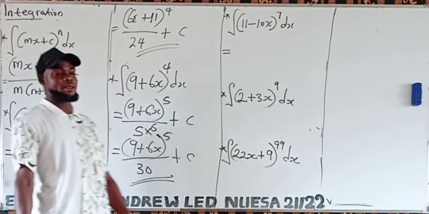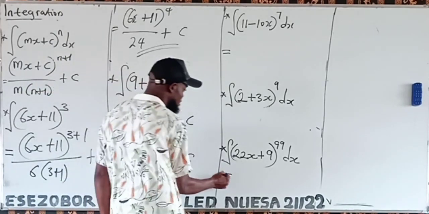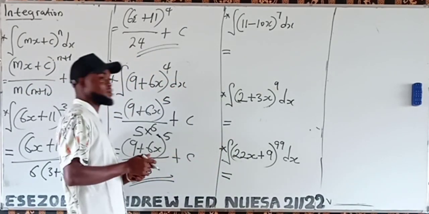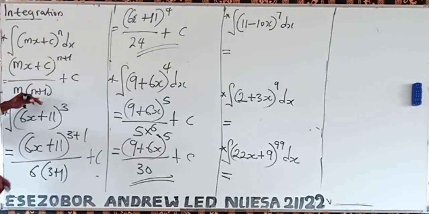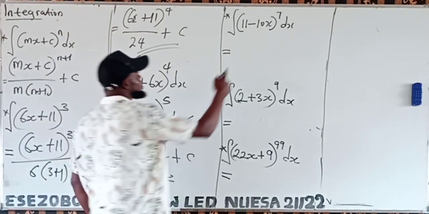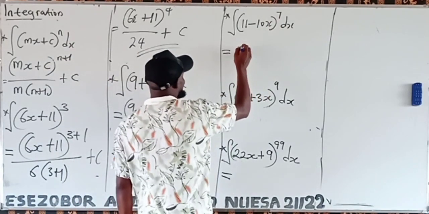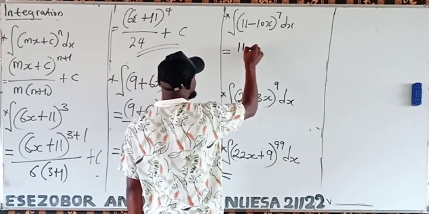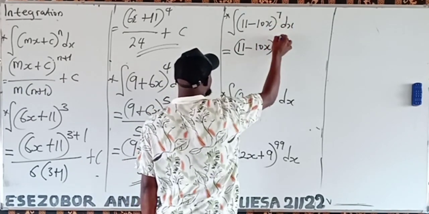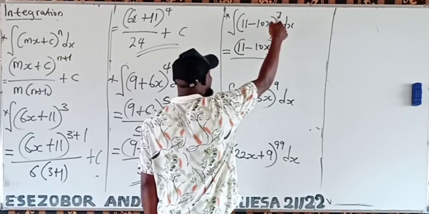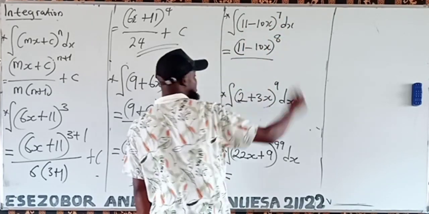How are you going to go about this? You can try them on your own now. Just remember this rule: add to the power, divide by the new power times the coefficient of x, plus c. Now, what is the power here? Add 1 to 7. I'm going to have (11 minus 10x) raised to power 8, times that 8, times the coefficient of x here.